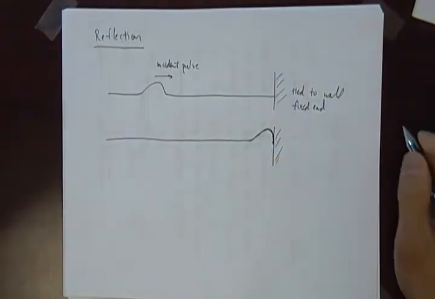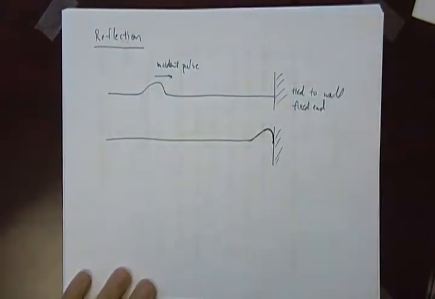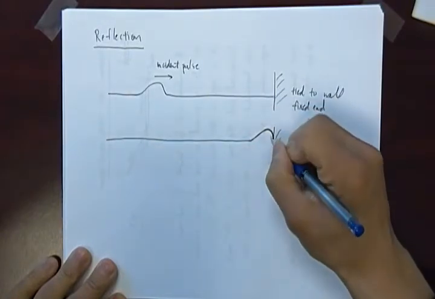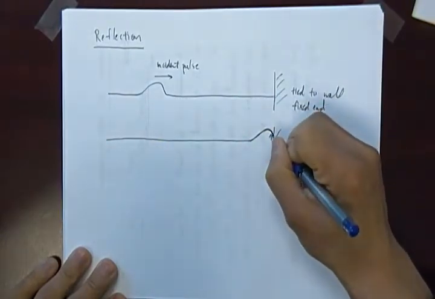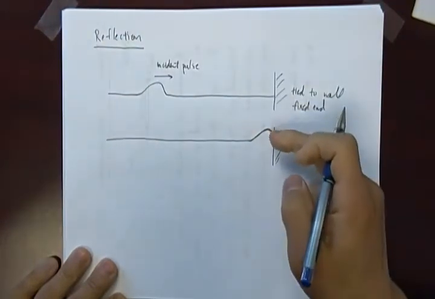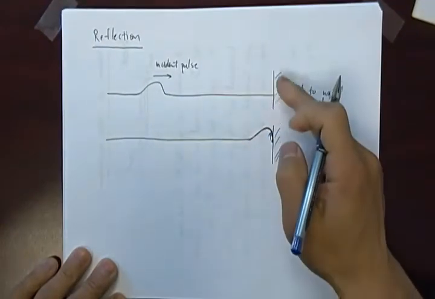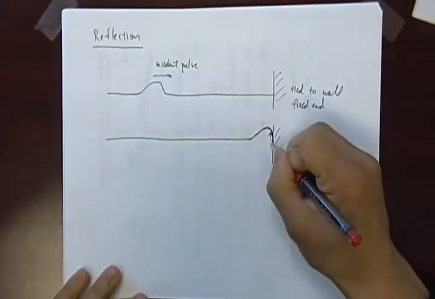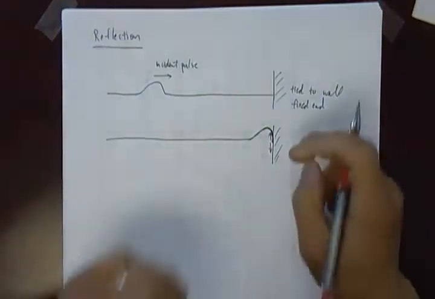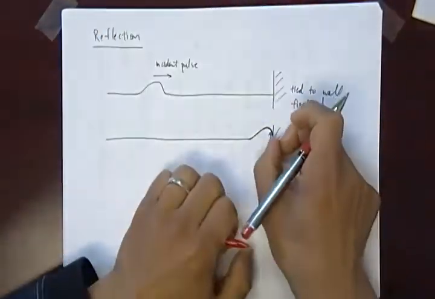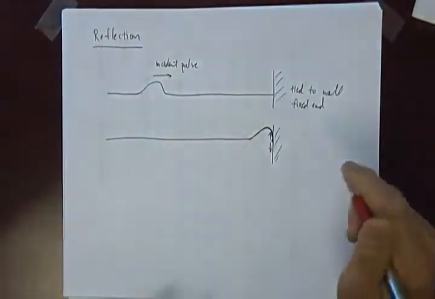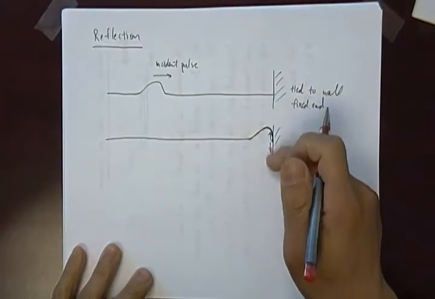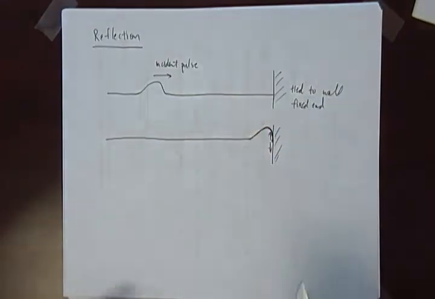Now, let's think a little bit about the forces that are acting here. The string pulls on the end with some tension. It pulls up like this, so the string is pulling the wall up. But then the wall will be pulling the string down, because by Newton's third law, since the string is pulling the wall up, the wall is pulling the string down. Because the wall is pulling the string down, it will flip this pulse over.